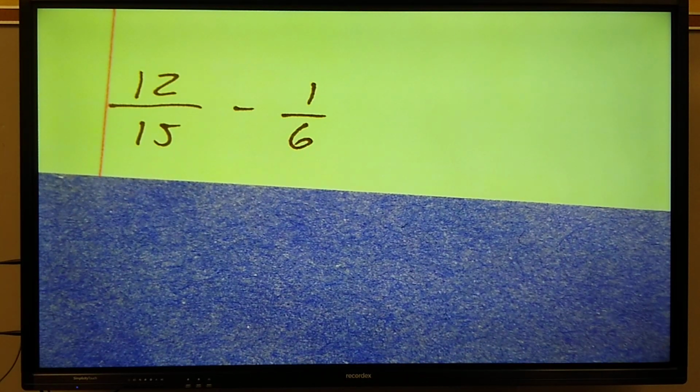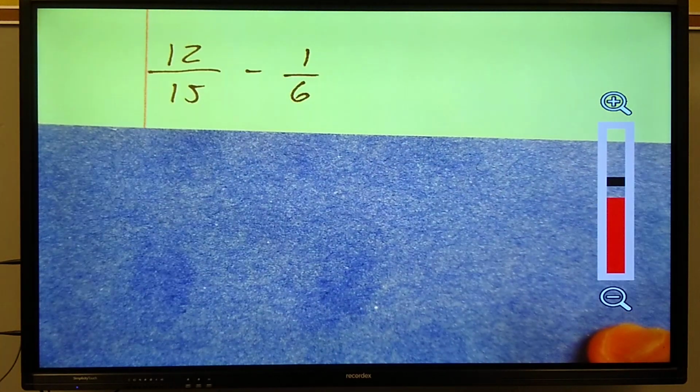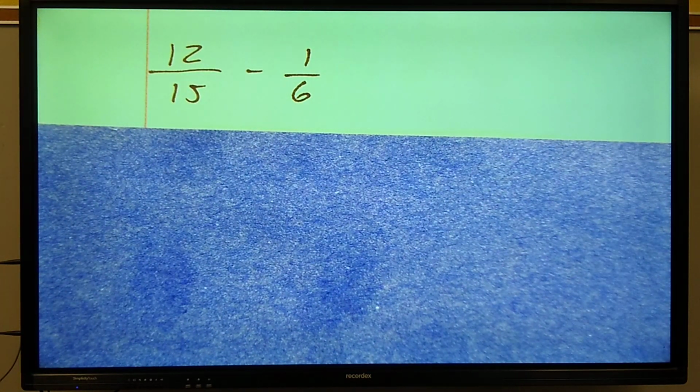All right, little fifth graders, time to get to work. You learned how to subtract fractions, so now you're going to try one on your own. To subtract fractions, you do the same thing you did when you added fractions, except instead of adding the numerators, subtract the numerators. Do that now. Pause the video.